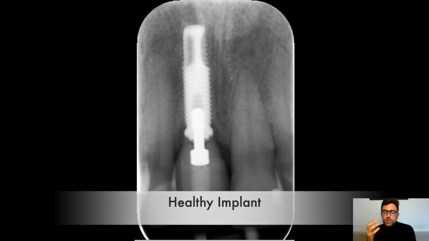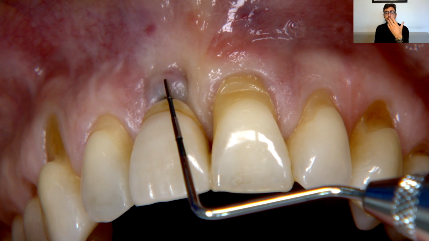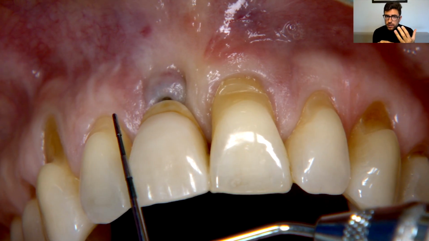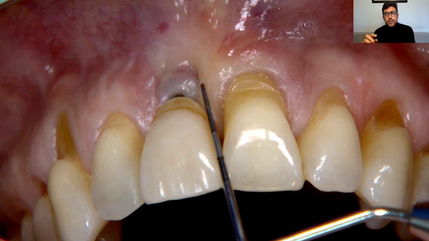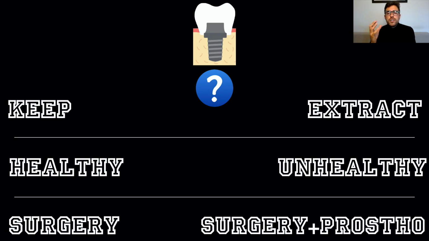Now, it's important to also show that the implant is healthy. We don't see any marginal bone loss here. From a clinical perspective, we also see that the implant is healthy. There is no pocket, there is no suppuration, there is no BOP, and in general, there are no signs of disease. Now, these are the important factors that you should take into consideration.